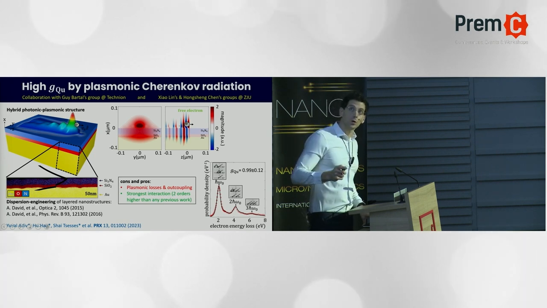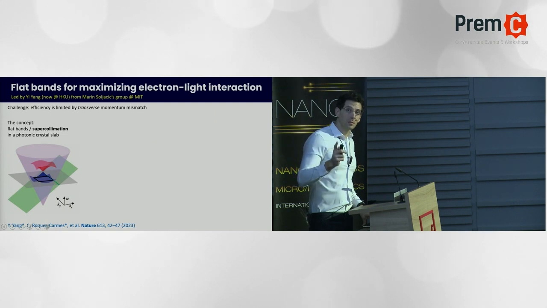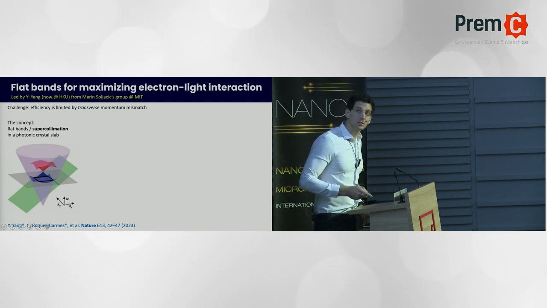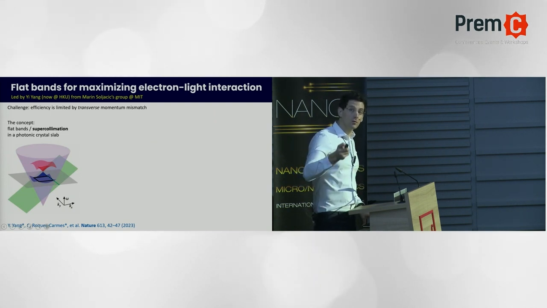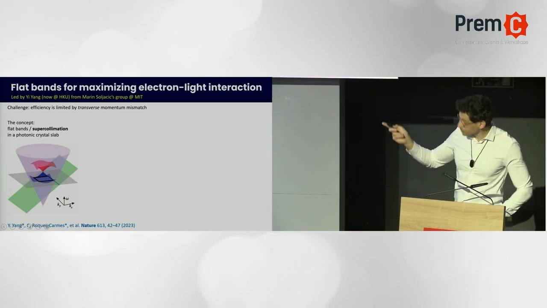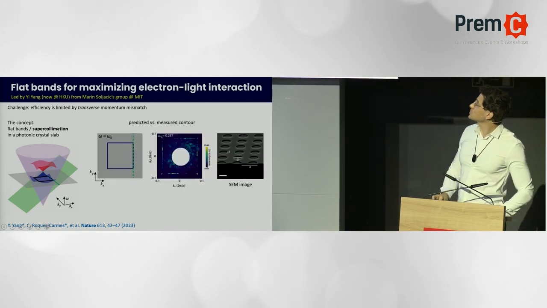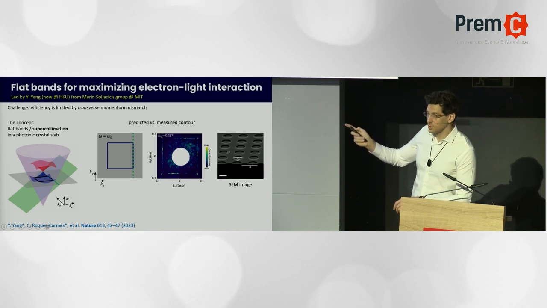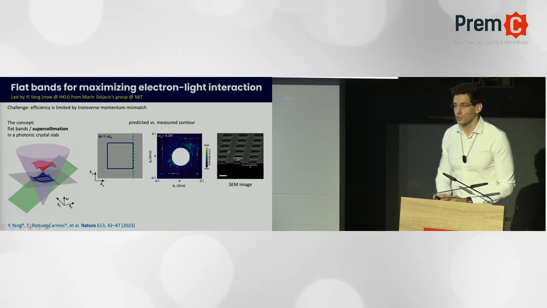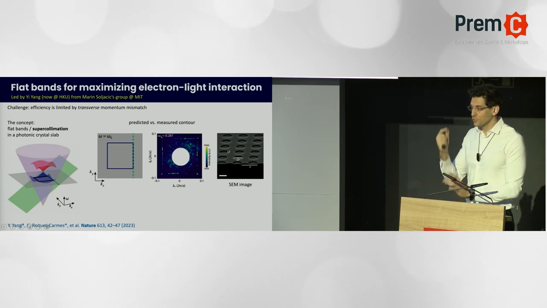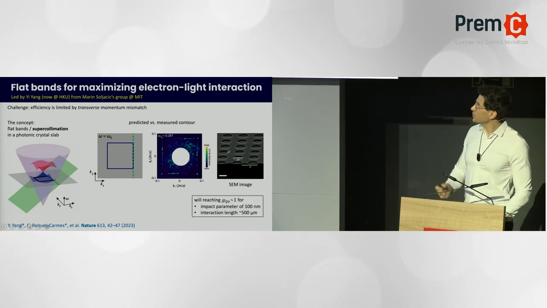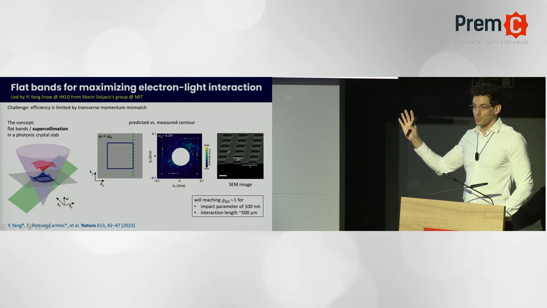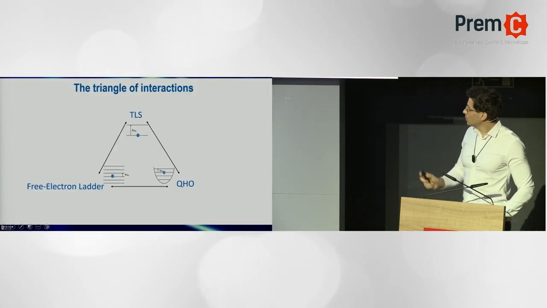The second approach that I think is really interesting to follow is something that Marin Soljacic presented yesterday. It is a work led by his lab that I was part of back when I was a postdoc, published this year in Nature, where you can use this idea of flat bands to enhance and strengthen the interaction between electron structures to try to get to a regime of single photon per electron. So I think those are currently two leading approaches for how to do this, but there are more.